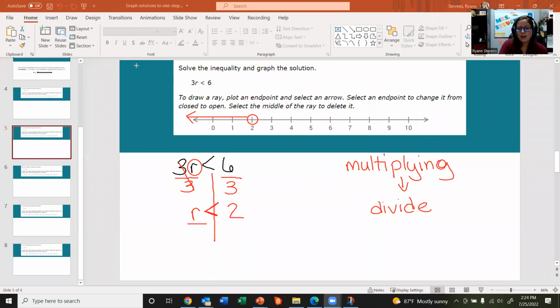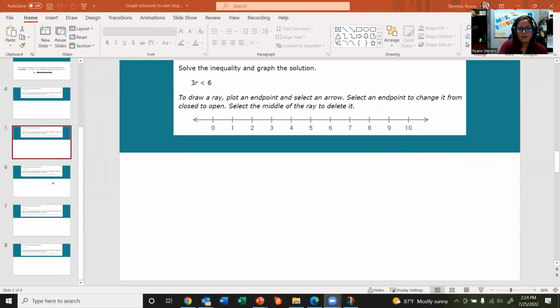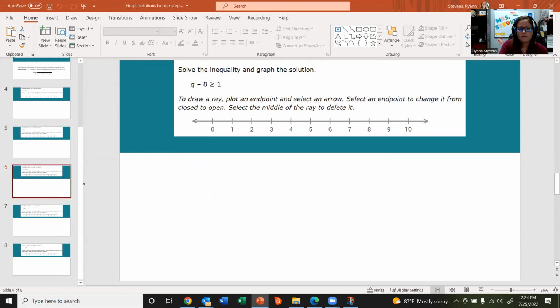So let's look at another example. Here we are again solving the inequality and graphing the solution. It says Q minus 8 is greater than or equal to 1. So I'm going to go ahead and rewrite this down here. Q minus 8 is greater than or equal to 1.